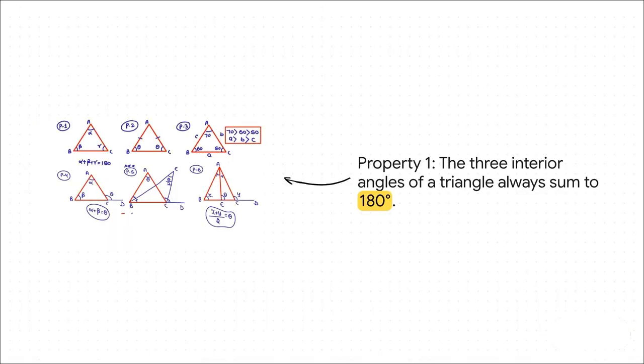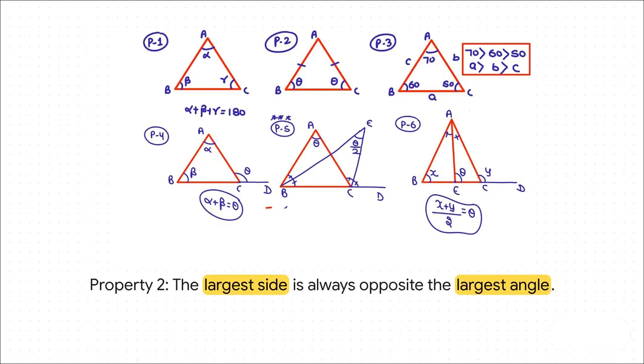So here it is, property number 1. And this is probably the most famous rule in the book. The three angles inside any triangle, I don't care if it's tall and skinny, short and fat, or a perfect right angle, they will always add up to exactly 180 degrees. No exceptions. It's a game changer because it means if you know two of the angles, you can always figure out the third.